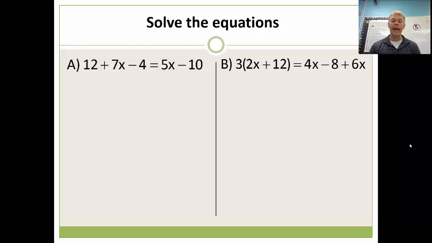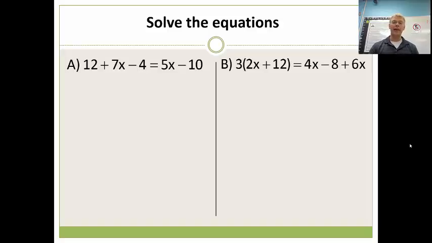So if we look at A, you can see that on the left-hand side there are like terms. Now they're not variable terms, they're constants, the 12 and the negative 4. So we have like terms on the same side. But you'll also notice there's a 7x on the left and a 5x on the right. So we also have like terms, or variable terms, on both sides. Now, you technically can simplify these in any order.